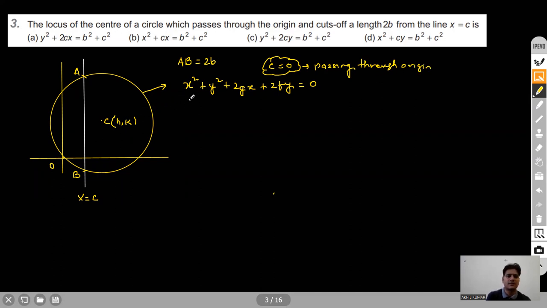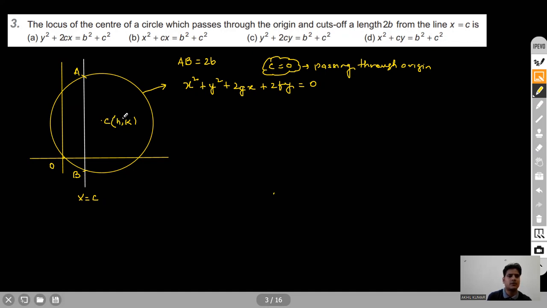If any circle passes through the origin, we can put x equal to 0 and y equal to 0. After putting this, we get the value c equals 0. Hence, I have not taken this c into consideration. So this is what the equation of the circle will be, like I have assumed the equation of the circle to be this. Now, we have to find the locus of this center.